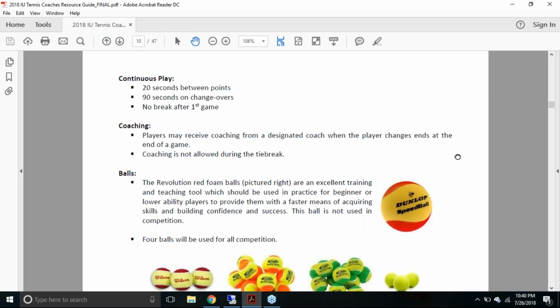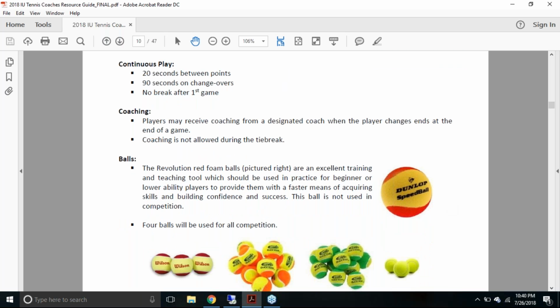There is continuous play, which is 20 seconds between points, 90 seconds on changeovers, and no break after the first game. For coaching, players may receive coaching from a designated coach when the player changes ends at the end of the game. Coaching is not allowed during the tiebreak.